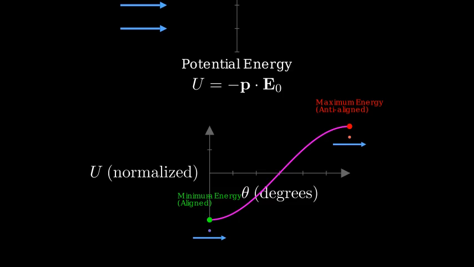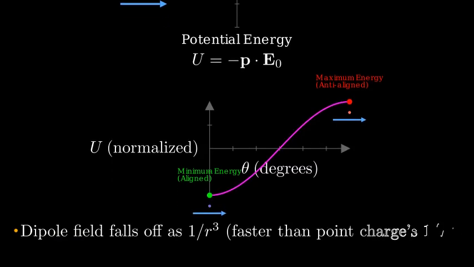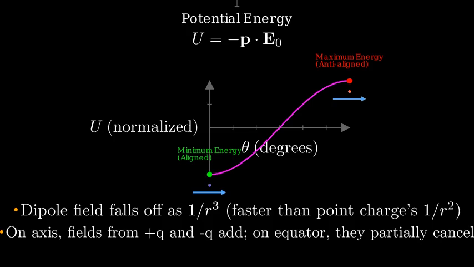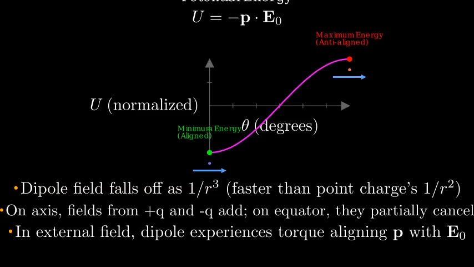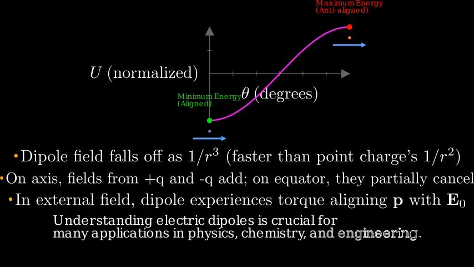Let's summarize the key takeaways about electric dipoles. First, the electric field of a dipole falls off as 1/r³, which is much faster than the 1/r² dependence of a point charge. Second, on the axial line, the fields from the positive and negative charges add, resulting in a field twice as strong as on the equatorial line, where they partially cancel. Third, in an external field, a dipole experiences a torque that aligns the dipole moment with the direction of the external field. Understanding electric dipoles is crucial for many applications in physics, chemistry, and engineering, from molecular structures to antenna design. The concepts we've covered today provide the foundation for understanding more complex electrostatic systems.